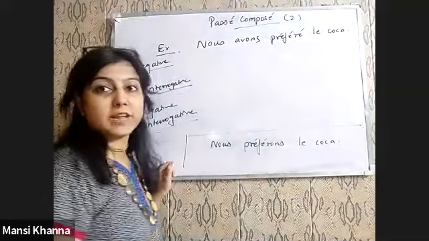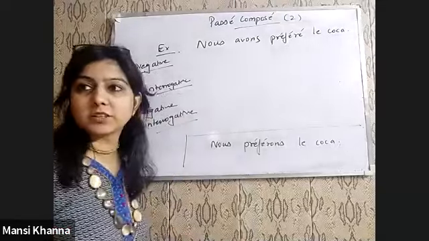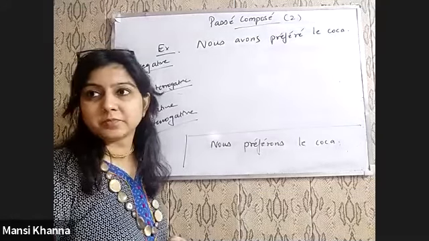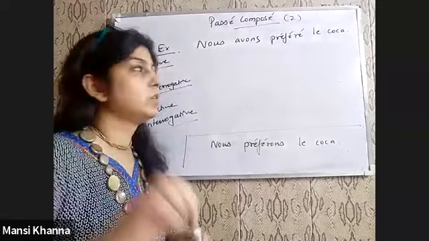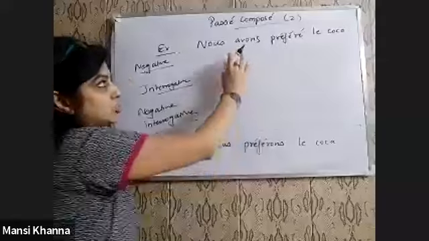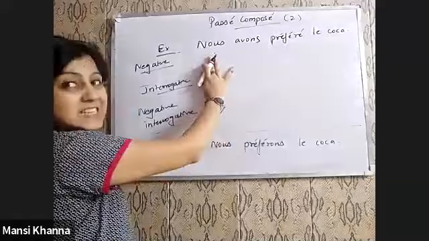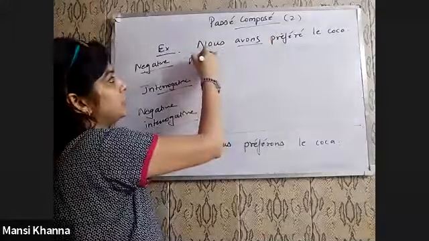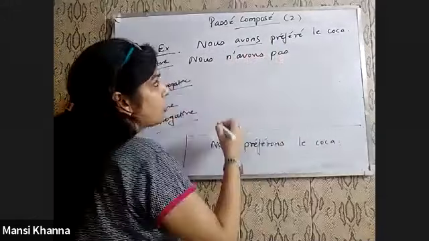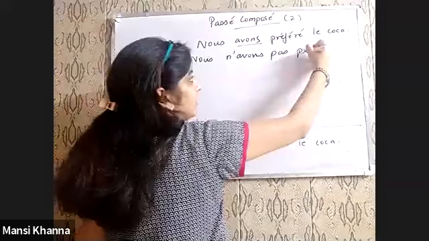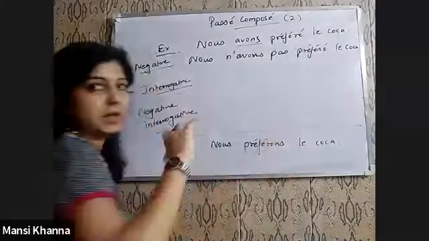So how many got this right? The first one, how to change into passé composé. How many of you got this correct? This is the way we would change it into simple past form, passé composé. Now, to change it into negative passé composé, we will put ne before the auxiliary, pas after the auxiliary, and the rest of the sentence remains as it is.